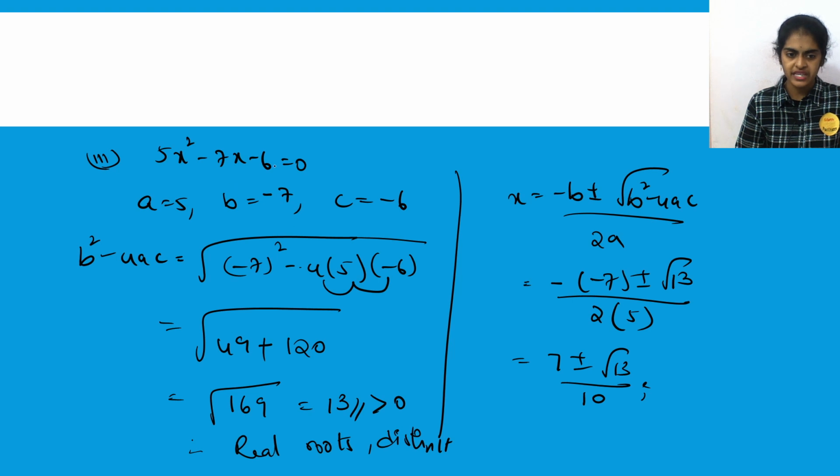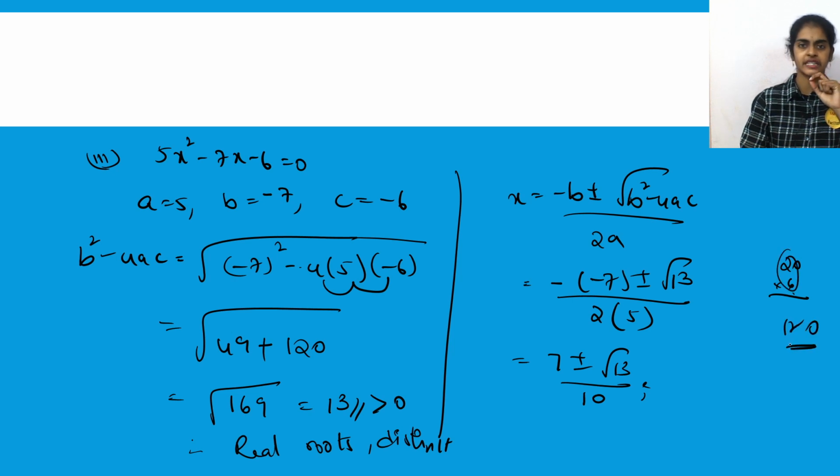So A is 5, B is minus 7, C is minus 6. So minus 7 whole square is 49. I am taking b square minus 4ac. Minus 7 whole square is 49. And see here, 5 4s are 20, and 20 into 6 is 120. So it is 120. Now 120 plus 49 is 169.